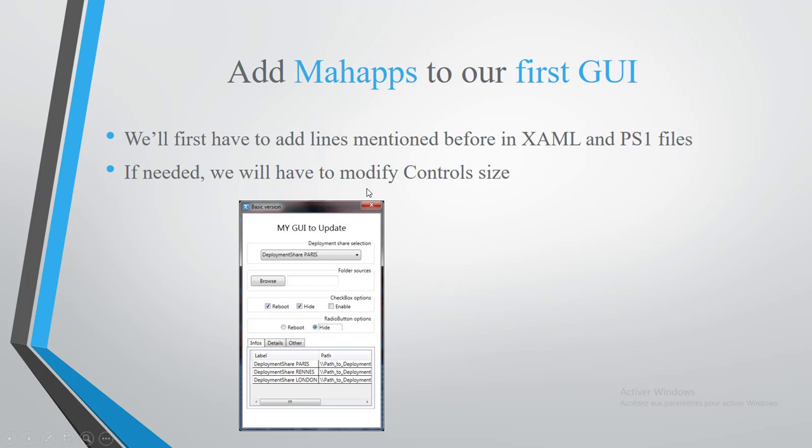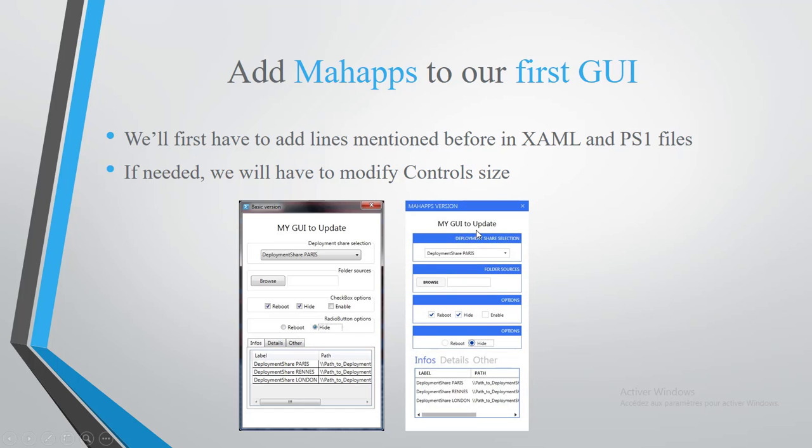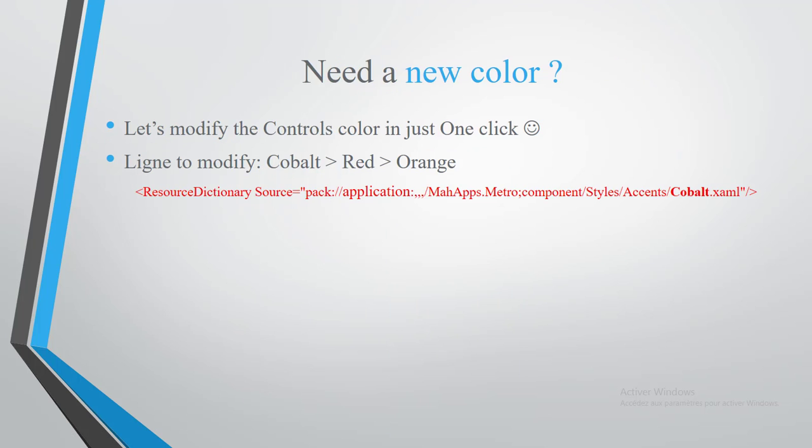Now we will add the MahApps theme to our first GUI. See here the first GUI without any theme. Now with MahApps, we will have this kind of GUI. As for Elysium, we will have to modify the control size.